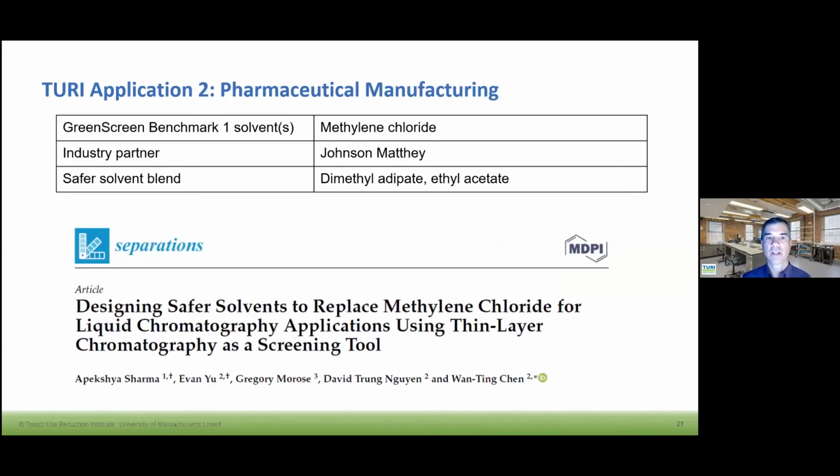Another application, and this one's more manufacturing process related, and it's the use of methylene chloride in manufacturing APIs or active pharmaceutical ingredients. And our industry partner was Johnson Matthey, and we found a binary solvent blend to replace methylene chloride. And the results of this research is published in the Journal of Separations.